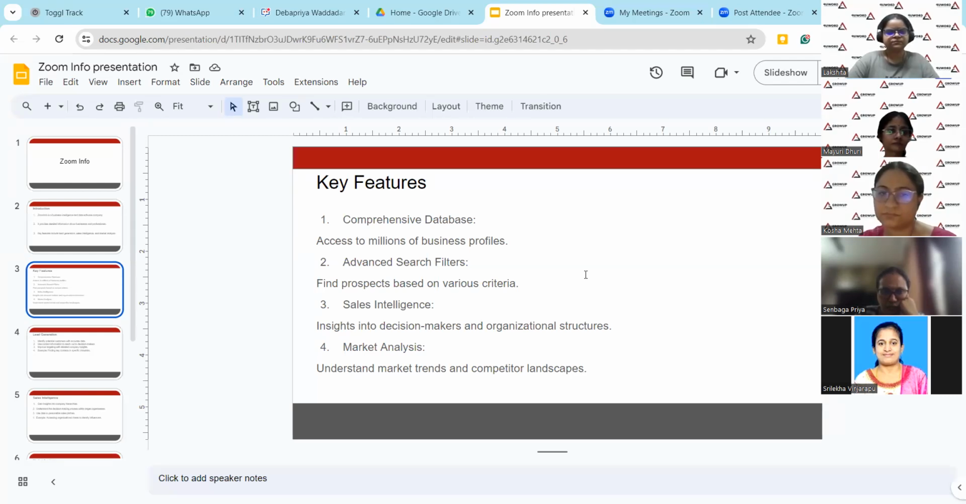Sales intelligence gives insights into decision making and organizational structure. When you're getting all this data from ZoomInfo, you can analyze it on the basis of the information that you have obtained. Market analysis can be done, like you can understand how the markets are trending, what the competitors are doing, which kind of profiles the competitors are selecting right now, at which level, and what kind of strategy they are forming.